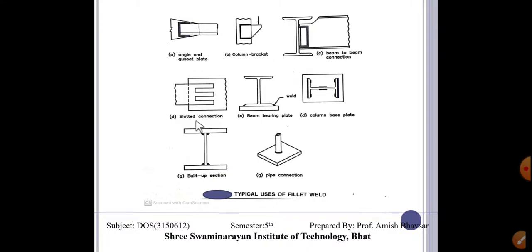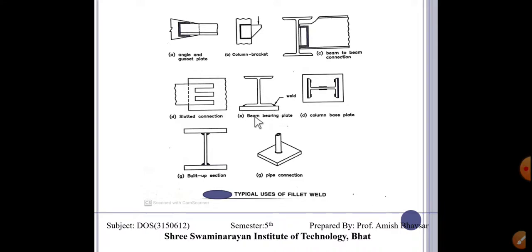Now, the slotted connection. Sometimes the length of welding required is very large. At that time, the surface length of the member is not enough to reach that length, so we must provide a slot in that member, and we will do the welding somewhere over here, and we can maintain the required length of welding.